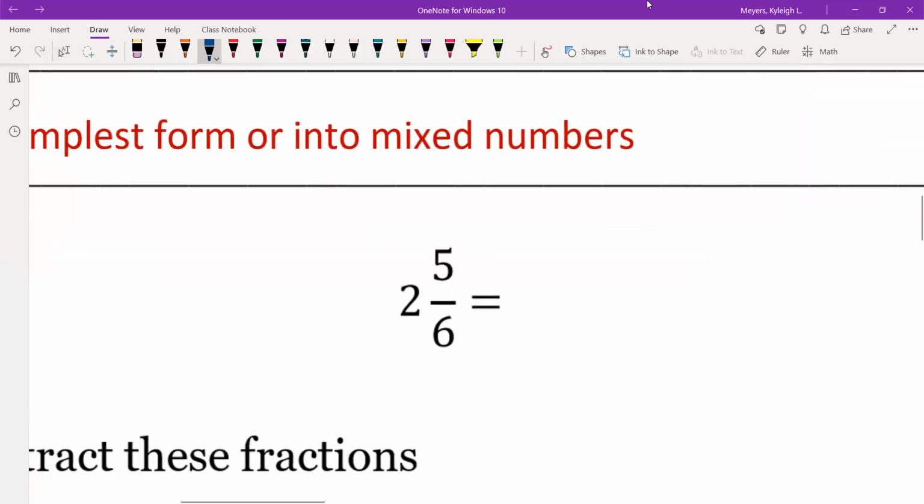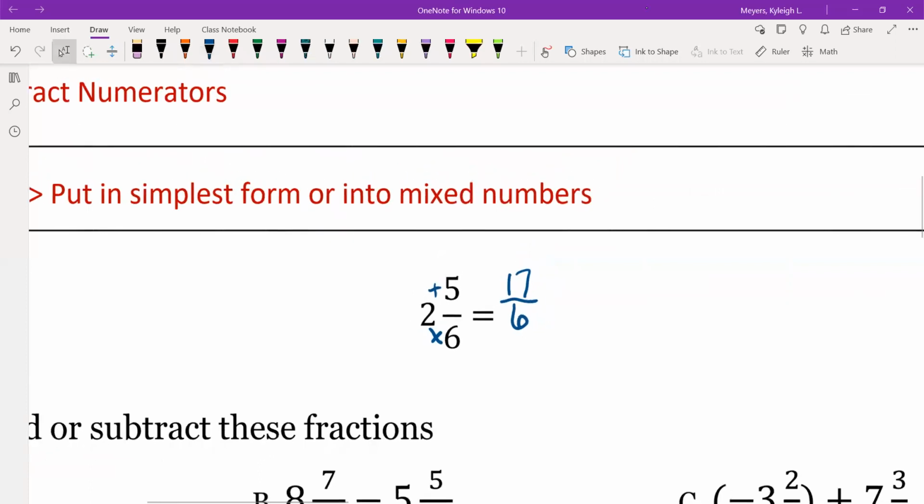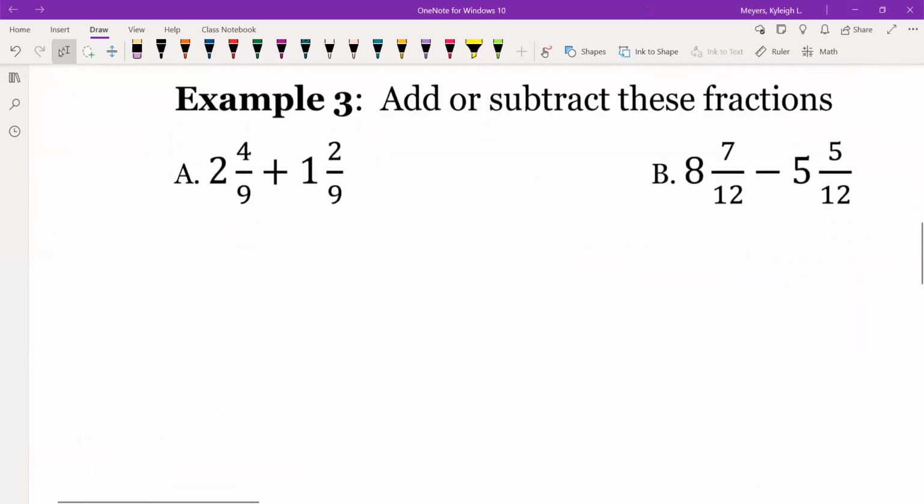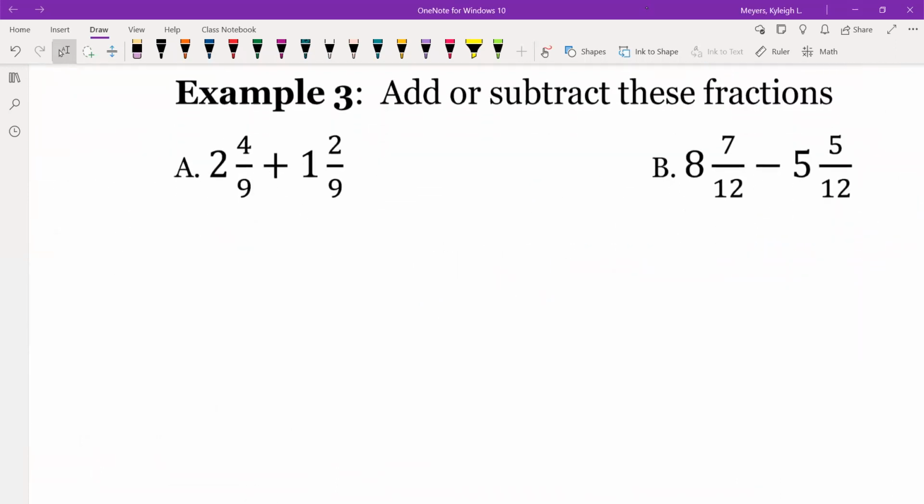And we do that by multiplying our denominator times our whole number and then adding our numerator. So we're going to do 6 times 2, which is 12, plus 5. 12 plus 5 is 17. And then our denominator stays what it is. So it should be 17 over 6. Okay, so again, we multiply our denominator by our whole number and then add our numerator. So we are going to do this.